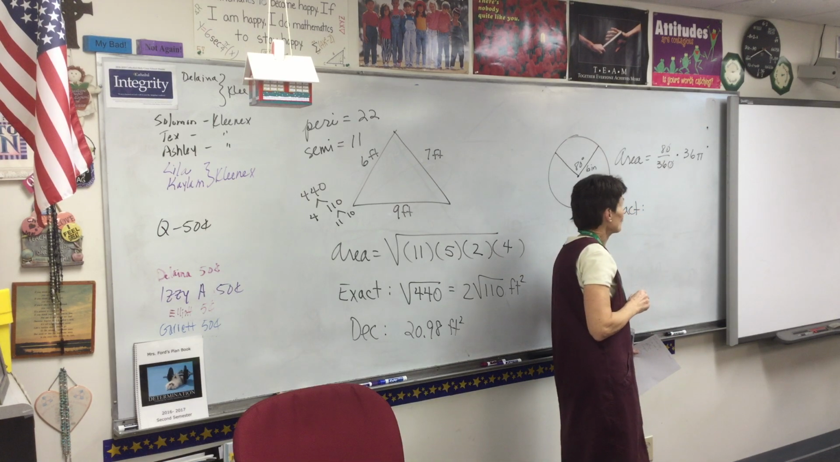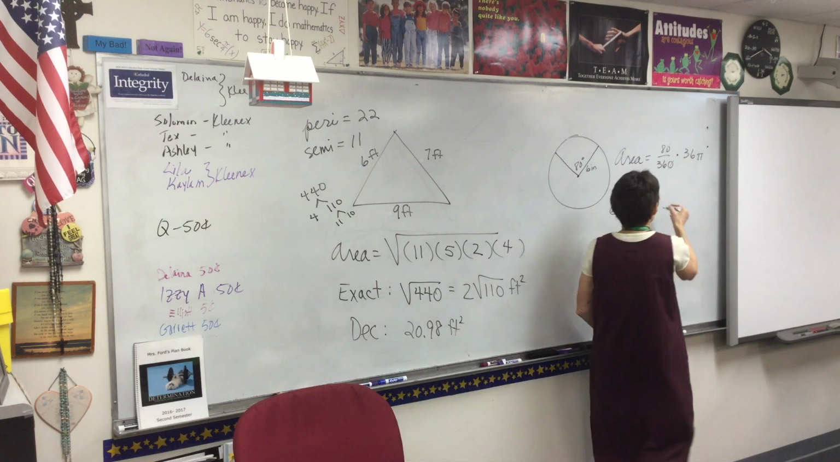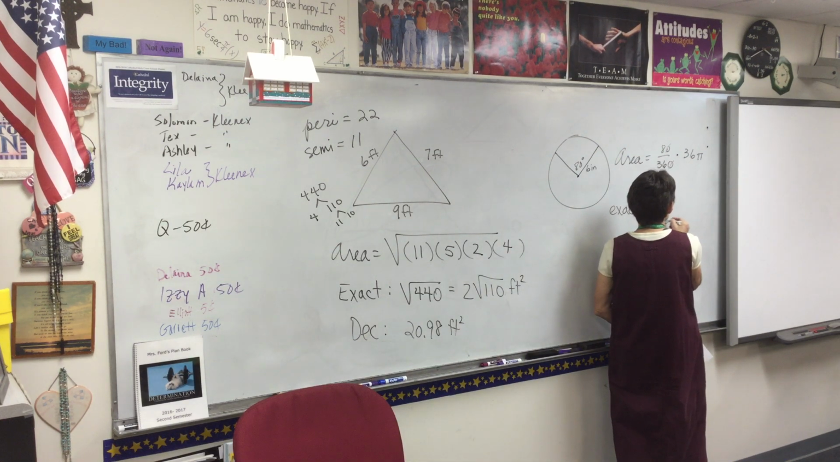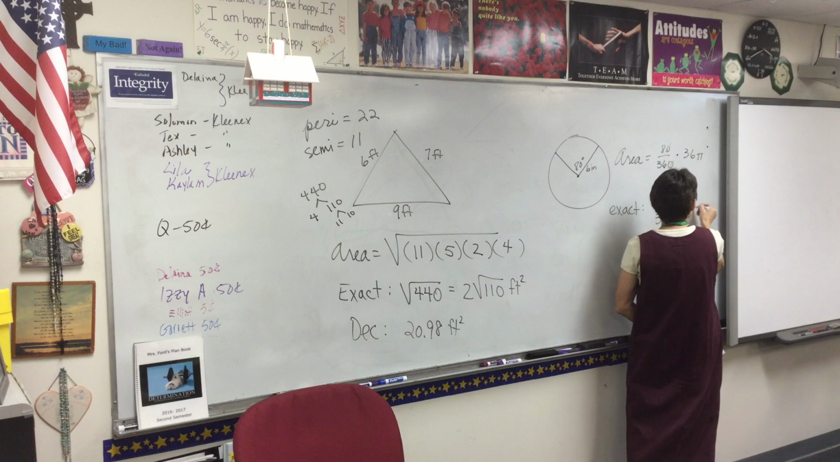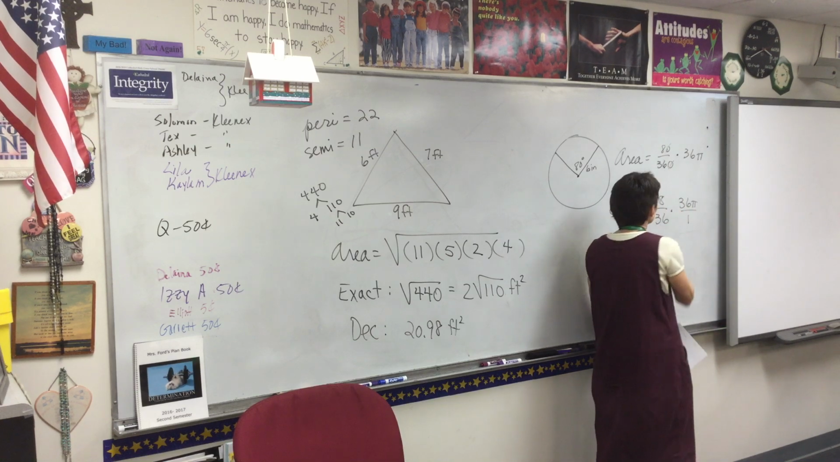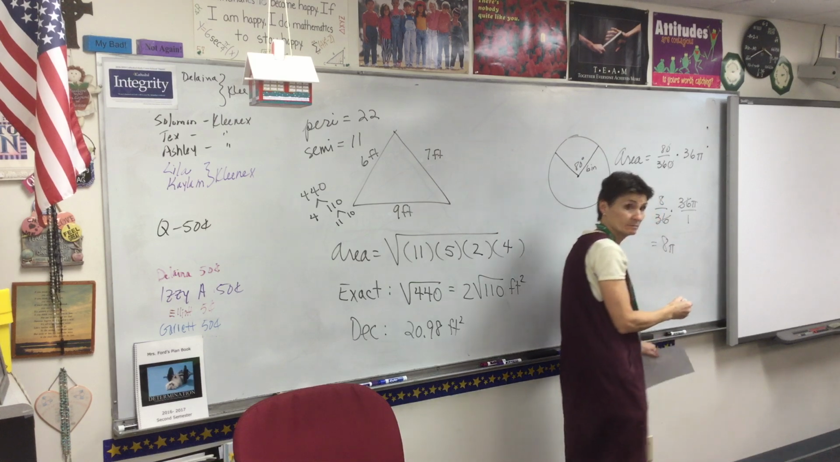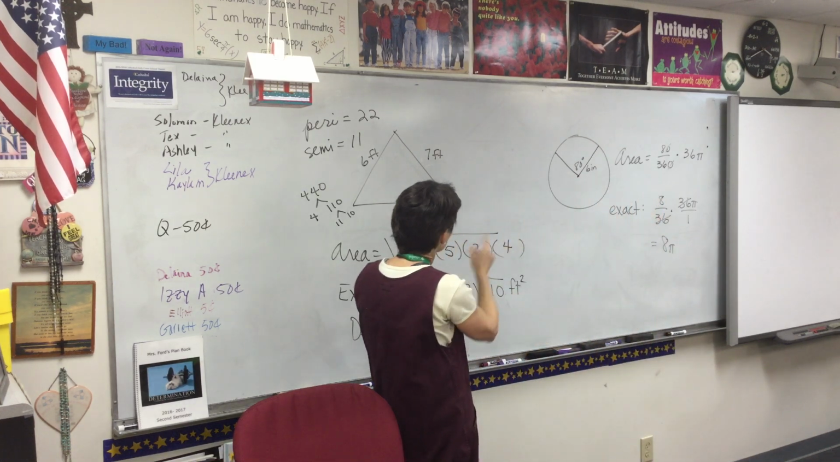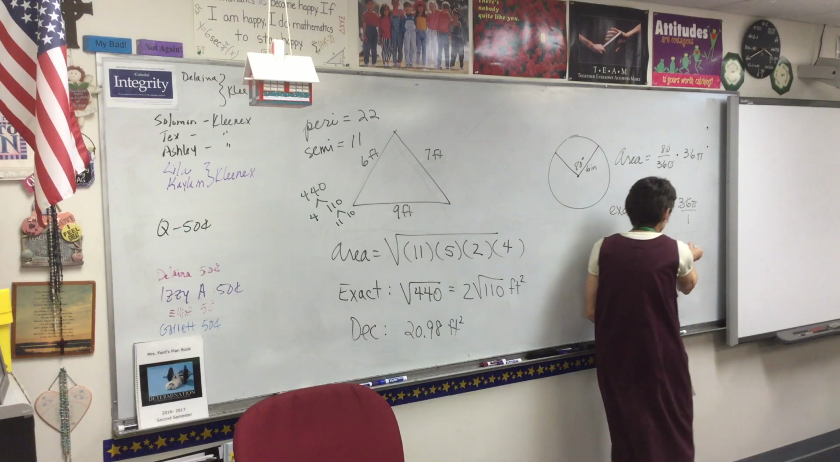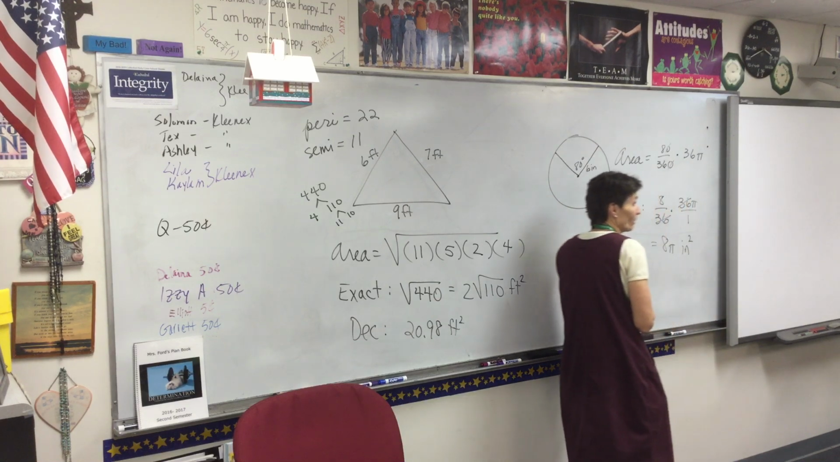There's 8 over 36. Actually, I don't think I want to reduce that because I have 8 over 36 times 36 pi over 1. Cancel the 36. Yeah, I'll just cancel those, and my answer is 8 pi, and it would be square inches. So that one worked out great.